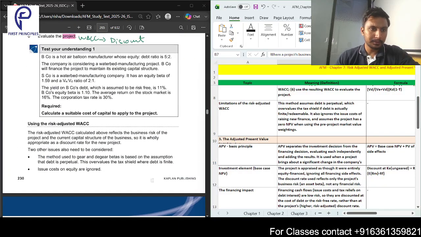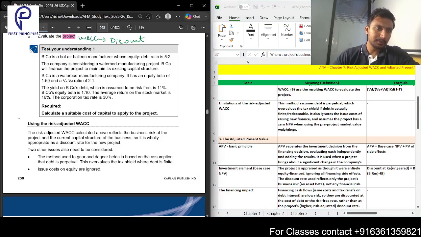Here we have using the risk adjusted WACC. The risk adjusted WACC calculated above reflects the business risk of the project and the capital structure of the business, so it is a wholly appropriate discount rate. That is, it is suitable. Two other issues also need to be considered.